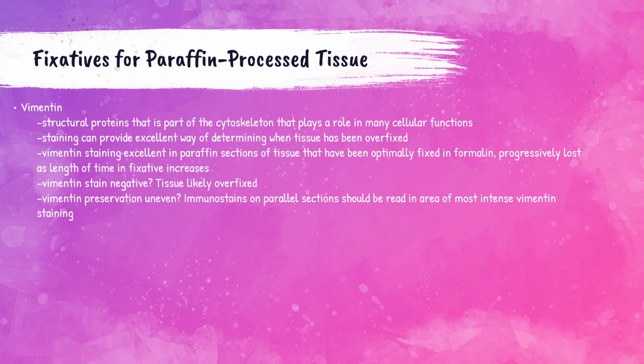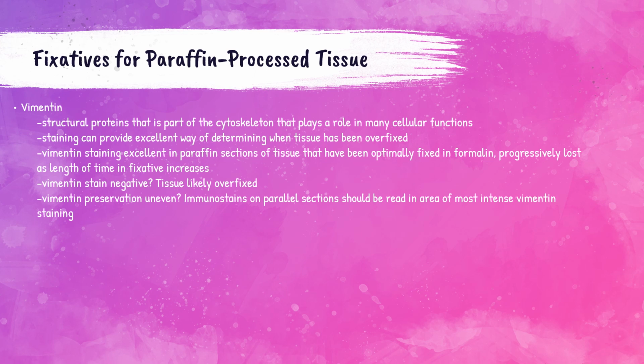Vimentin is a structural protein that makes up the cytoskeleton. Staining of vimentin provides a great way of determining when a tissue section has been overfixed. The staining quality of vimentin in paraffin sections is excellent, and the quality of the stain in paraffin sections progressively worsens as the length of time in the fixative increases.